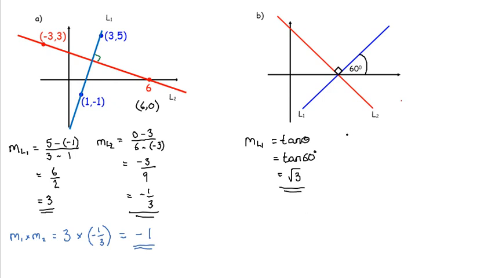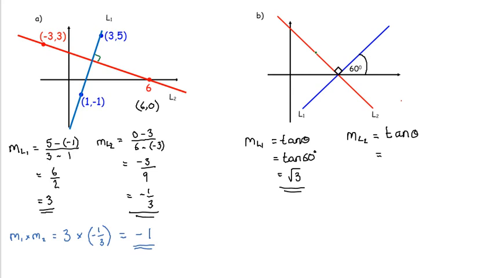Okay, so go ahead and work out gradient of L2 now. So again, same thing, I don't have two coordinates, so the only other way I can work out the gradient at the moment is to say it's tan theta again. Now this time the line is sloping down the way from left to right, but I still want the angle to the right hand side of the line above the x-axis.